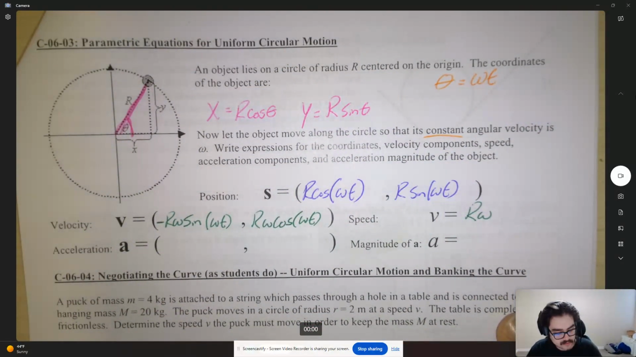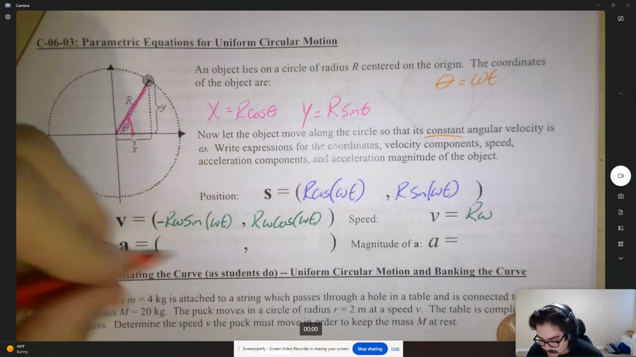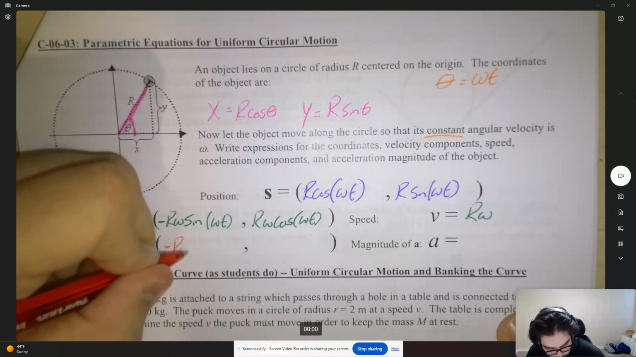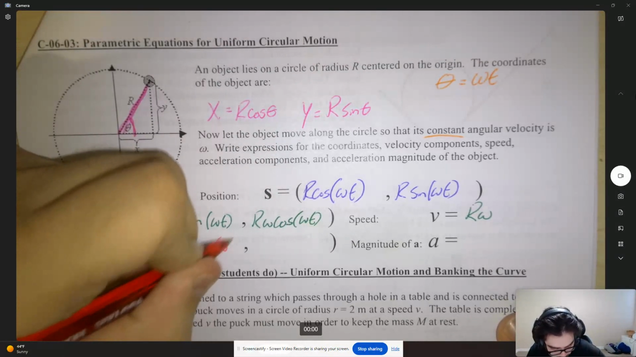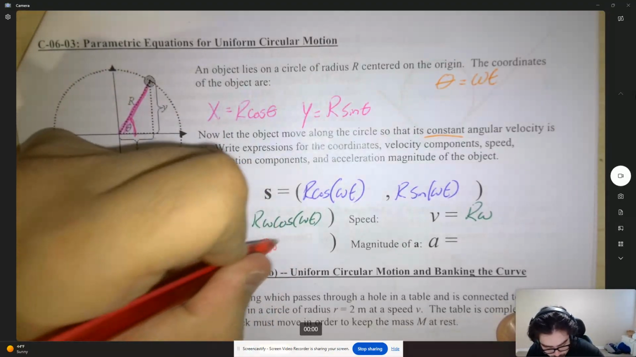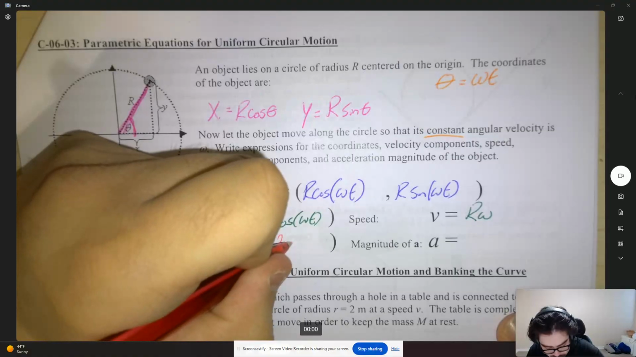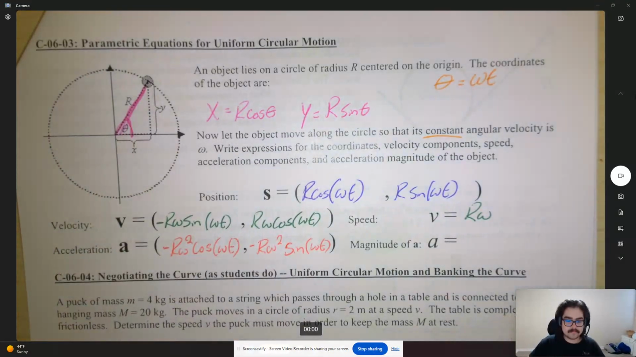And then for acceleration, a, we just take the derivative again. We differentiate it again. That's going to give me negative r omega squared cosine omega t, comma, negative r omega squared sine omega times t. So I should end up with those equations for that.